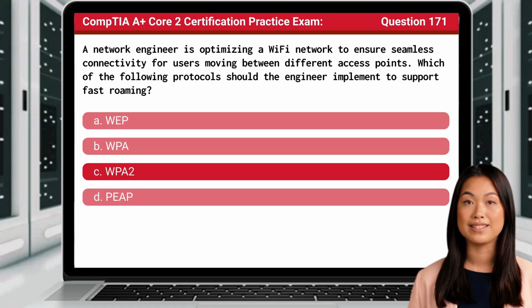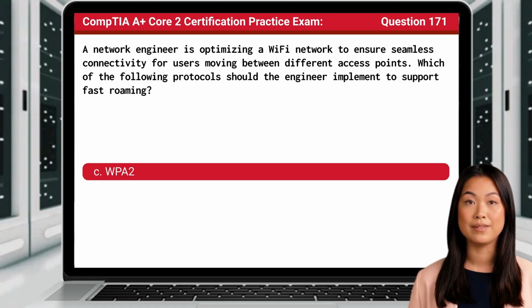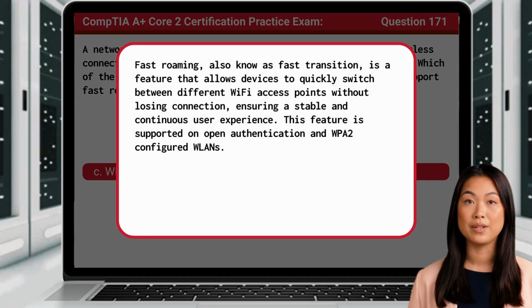The answer is C. WPA2. Fast roaming, also known as fast transition, is a feature that allows devices to quickly switch between different Wi-Fi access points without losing connection, ensuring a stable and continuous user experience. This feature is supported on Open Authentication and WPA2 configured wireless LANs.